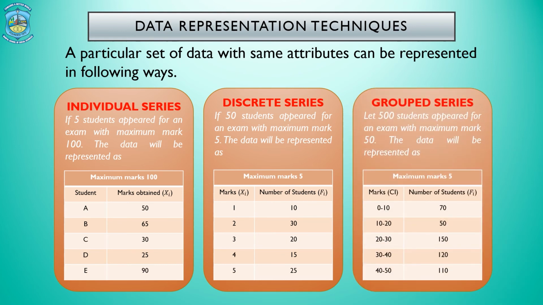The third way of representation is grouped series. In this example, as we can see, 500 students appeared for an exam which is conducted with the maximum marks 50. Here it is impossible to take marks or students independently. In this condition, the best suited method is we will make class intervals. Class intervals for the marks, where we can make it as 0 to 10, 10 to 20, 20 to 30, 30 to 40 or 40 to 50, and we will take the students who have secured within this range.